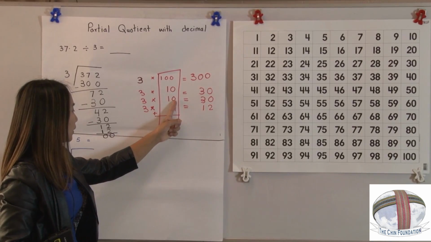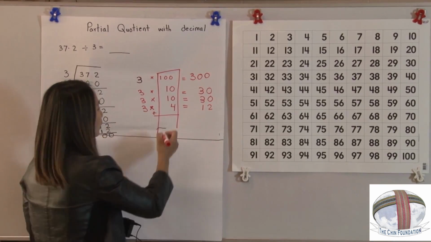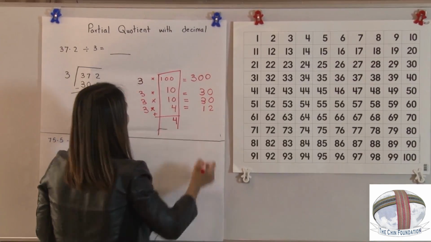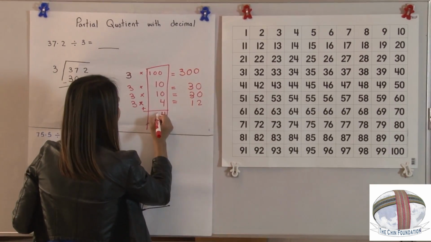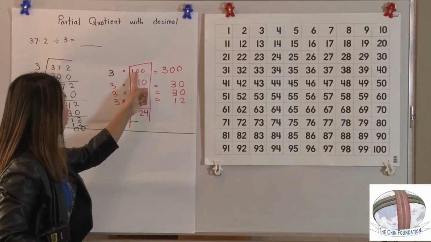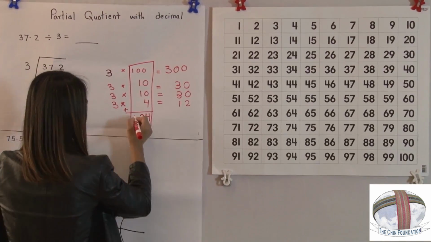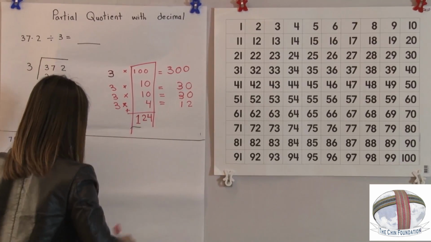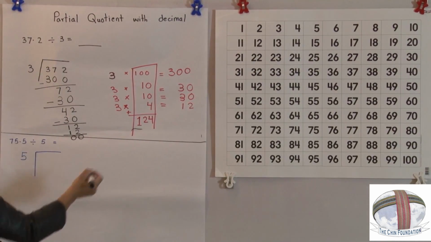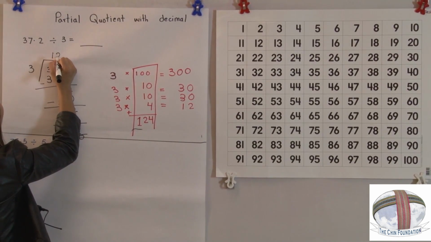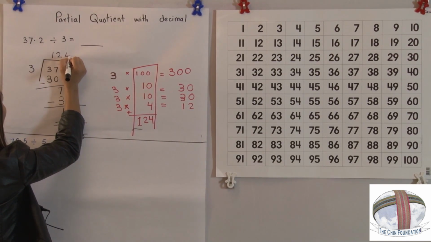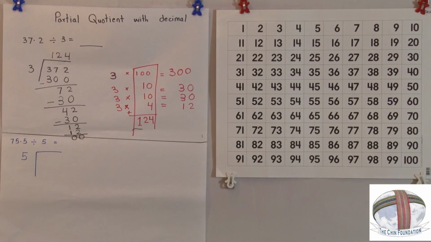0 plus 0 is 0, 0 plus 0 is 0, 0 plus 4 is 4. 0 plus 1 is 1, 1 plus 1 is 2. Okay, 1 plus nothing is 1. So which is 124. The quotient, the answer, is 124. See. Are we done? Do you think we are done?